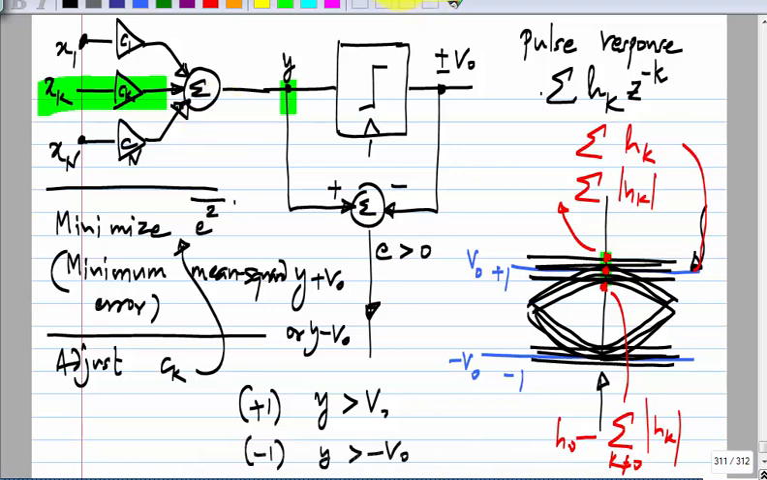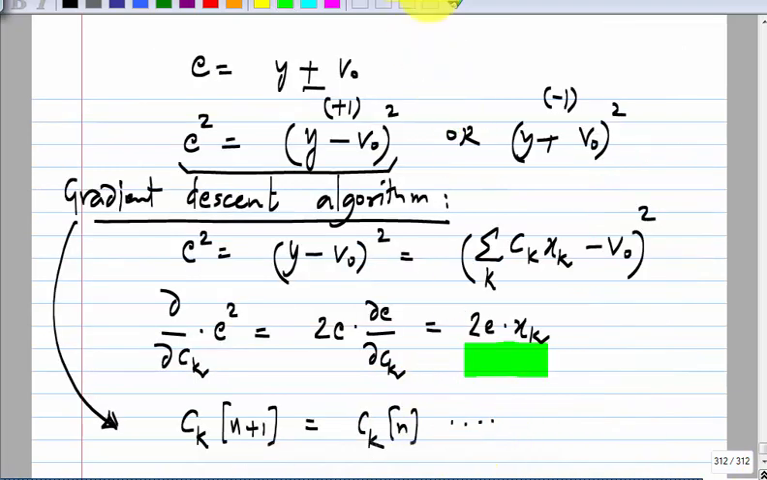So just imagine that error is positive. To bring it closer to 0, you have to reduce y. So you have to reduce the contribution from here. The way you have to change the coefficient to reduce the contribution depends on whether x is positive or negative. So that's why you get the product of xk and ck. That was the intuitive explanation I was talking about earlier. Is this okay? Is this clear?